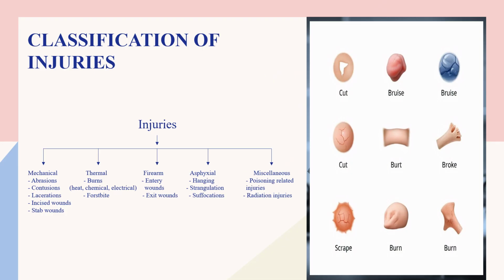So the classification of injuries. Injuries are classified into 5 types. The first one is mechanical injury, the second one is thermal injury, the third one is firearm injury, the fourth one is asphyxial injury, and the fifth and the last one is miscellaneous injuries.